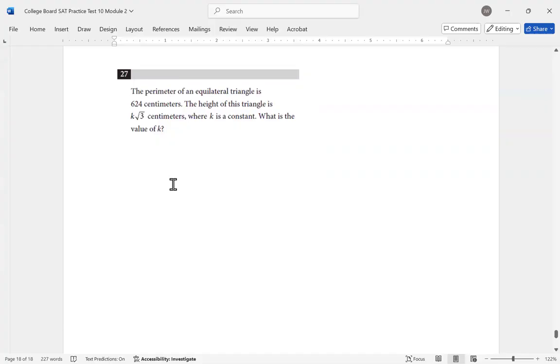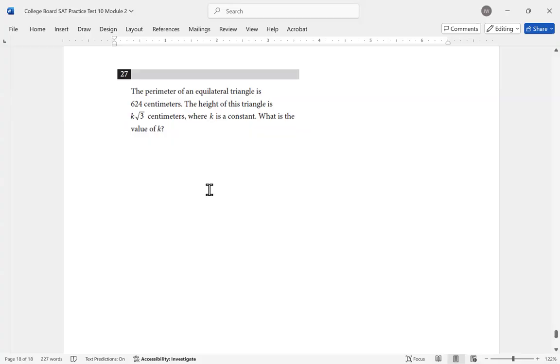Question 27. The perimeter of an equilateral triangle is 624 centimeters. The height of the triangle is k times the square root of 3 centimeters, where k is a constant. What is the value of k?